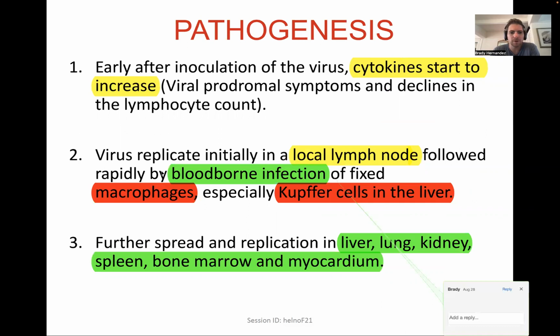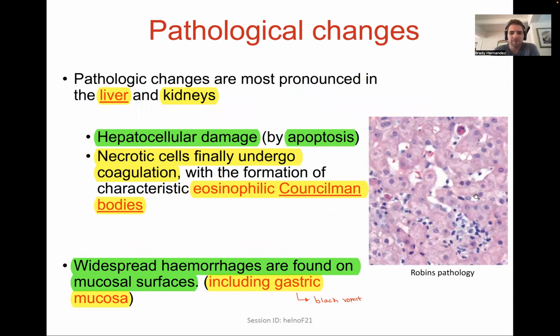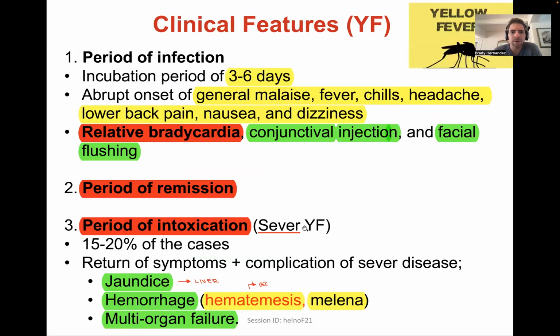Right, local lymph nodes, blood-borne macrophages, Kupffer cells. Remember, you get that liver injury, looking for that black vomit. These Councilman bodies are very characteristic for yellow fever, so keep that in mind. Gastric mucosa, black vomit as well, okay?